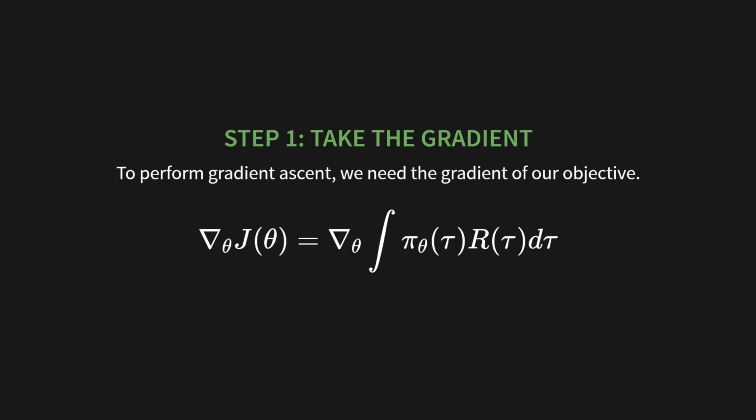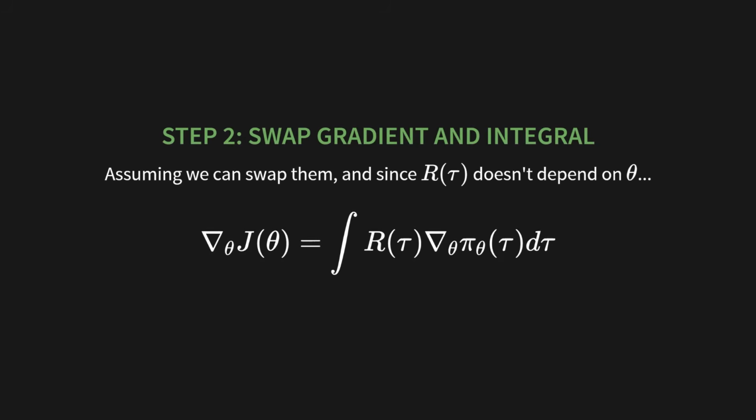Step 1. Take the gradient. To perform gradient ascent, we need the gradient of our objective. So we just slap a gradient symbol on the whole thing. The gradient of J of theta equals the gradient of that entire integral. Simple enough, right? Step 2. Swap the gradient and the integral.